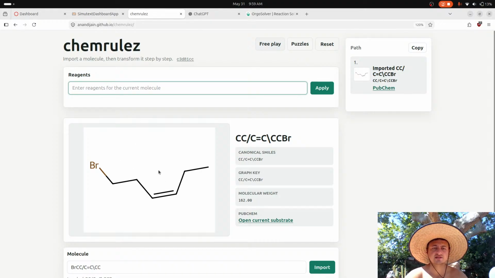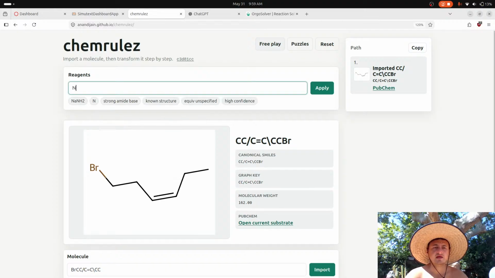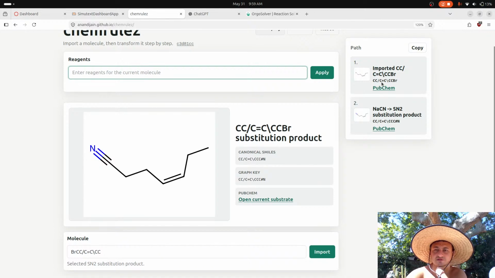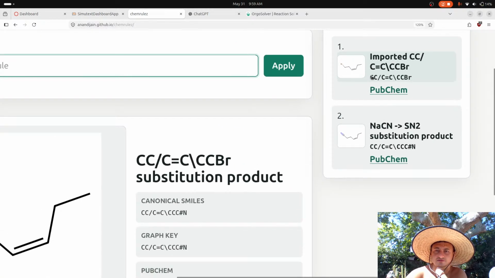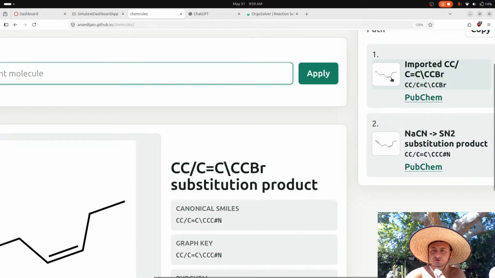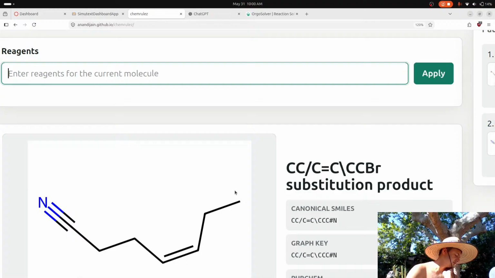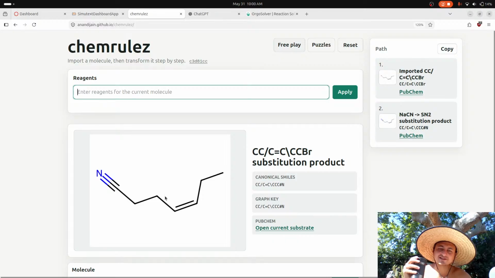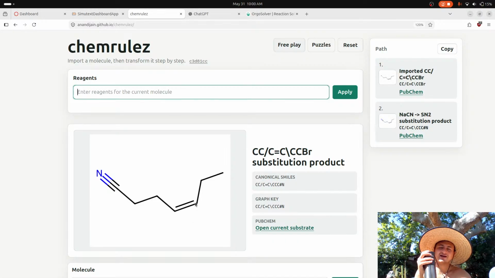Okay, so I want it to maintain cis, and now I'm going to add what's a good SN2 nucleophile? NaCN. Oh, and it stays. Is this right? I'm not positive that that's right. Let's see. 1, 2, 3, 4, 5, 6, 7. 1, 2, 3, 4, 5, 6. Okay, that's right. But anyways, the main thing that's sick is that the cis stereochemistry was maintained. I had to fix that last night.